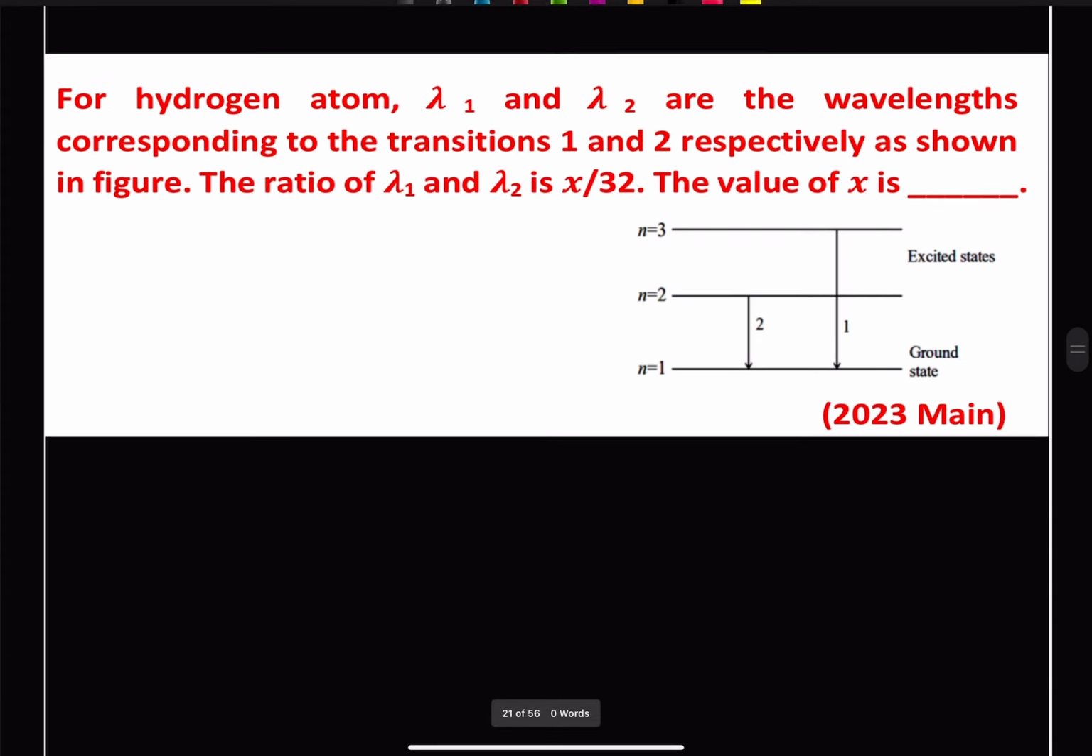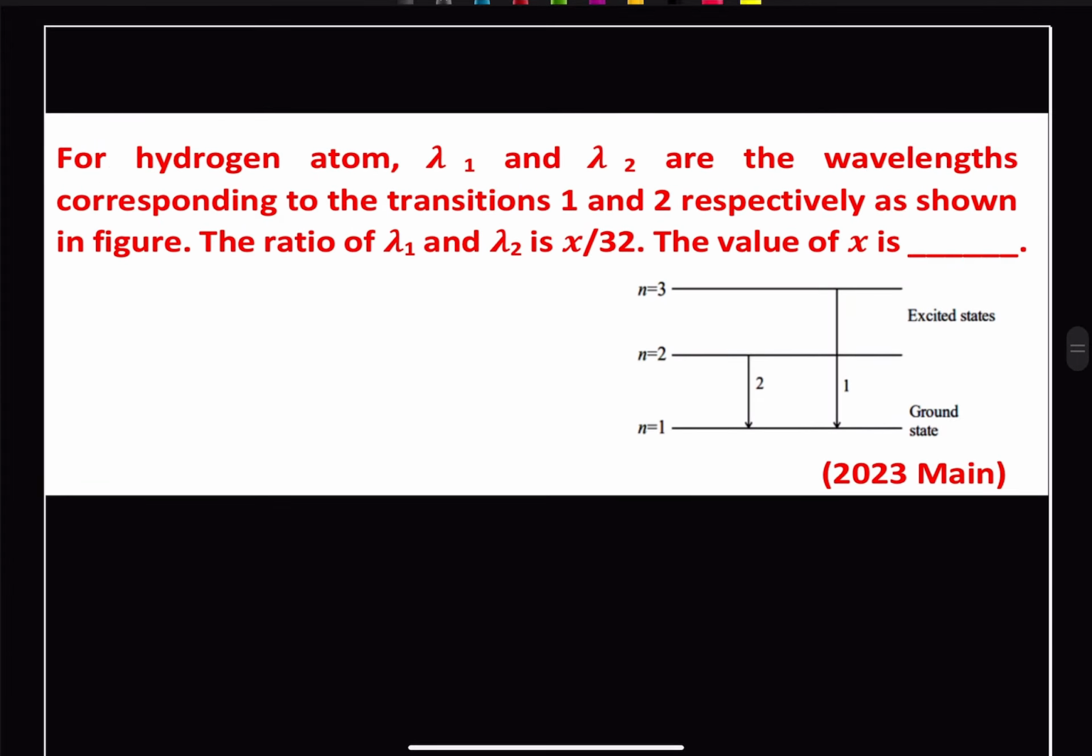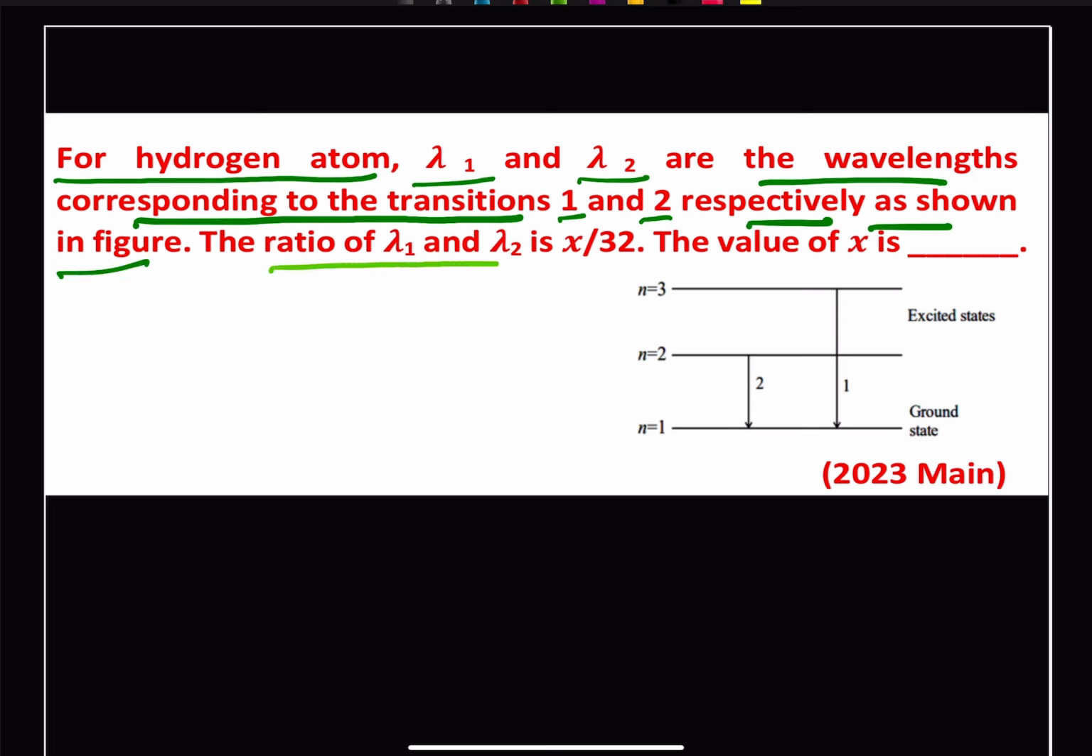Next question. It states that for a hydrogen atom, lambda 1 and lambda 2 are the wavelengths corresponding to the transition 1 and 2 respectively, as shown in the figure. The ratio of lambda 1 to lambda 2 is x by 32. The value of x is.